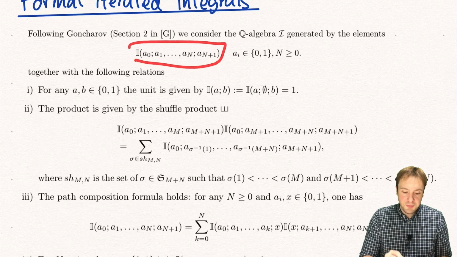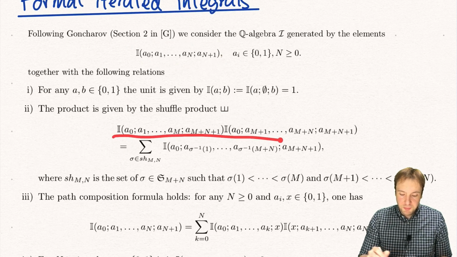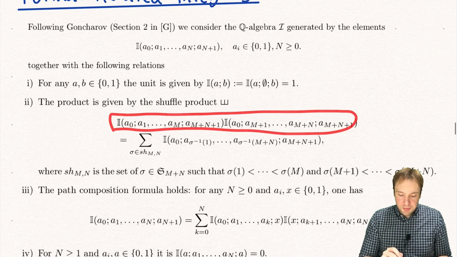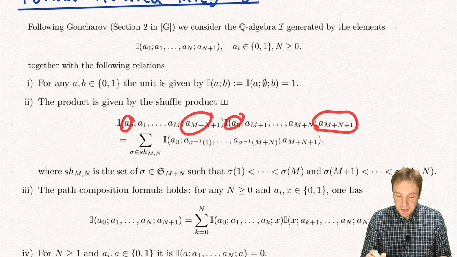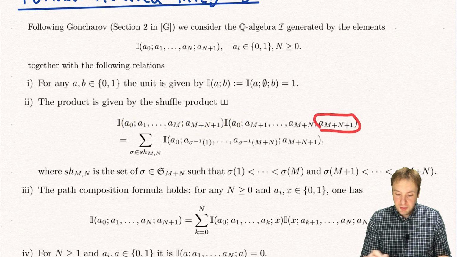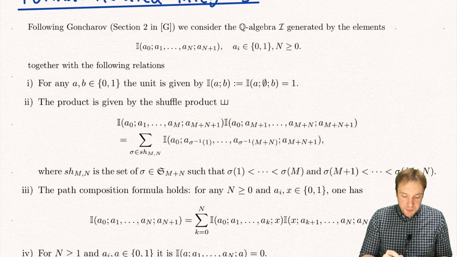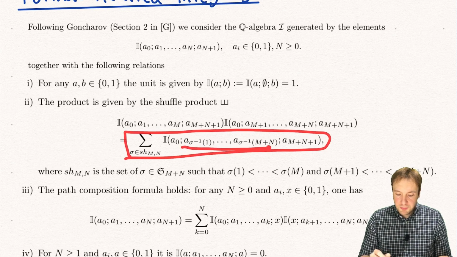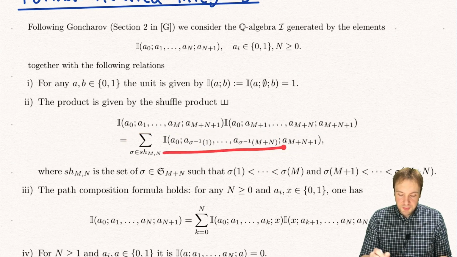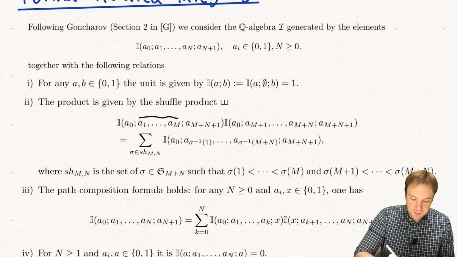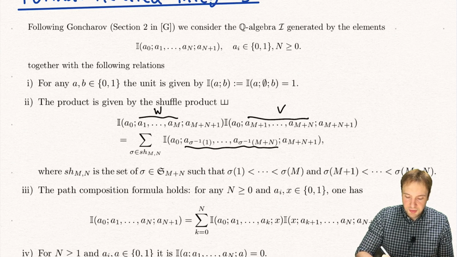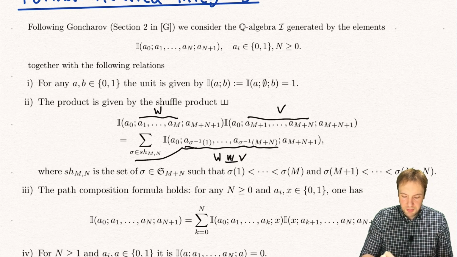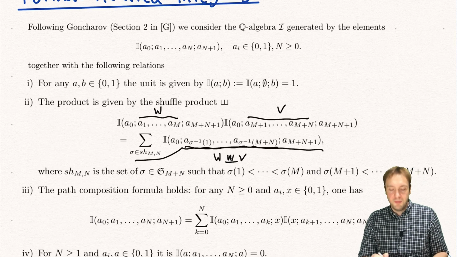And then the product of these guys is, as I said, if I multiply two of these formal symbols, here two formal symbols which start with the same a0 and end with the same a, then what we do is we shuffle these guys in the middle. So if I would write this as W and this as V, you can think of this as taking the sum over shuffles, so this whole thing is just W shuffle V.